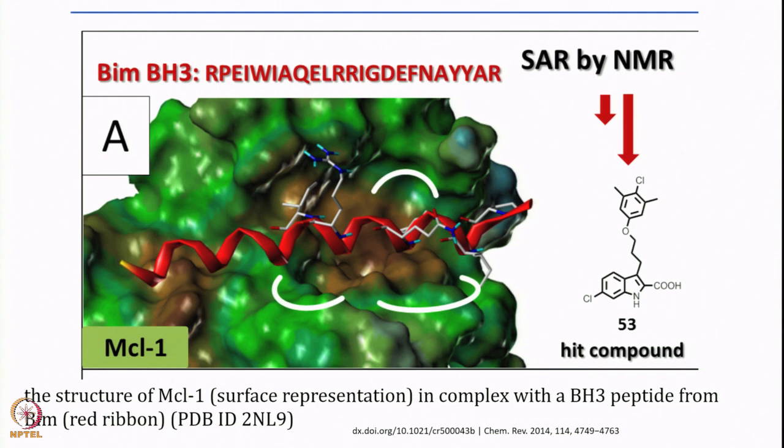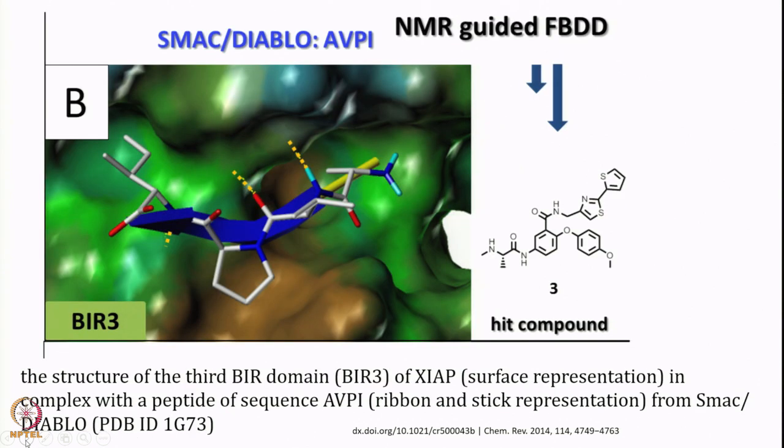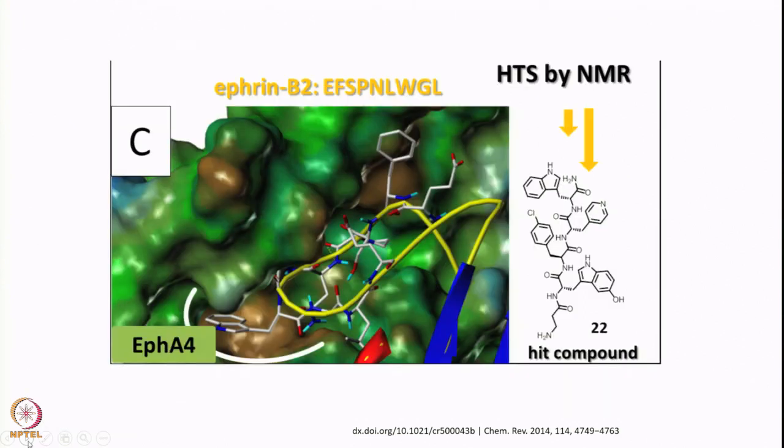Here I am showing you an example of an MCL1 protein that binds to a compound, and you can see binding happening here. So you find out the actual position of the binding by SAR in NMR. Using this information, you can do NMR guided fragment based drug design. You look at the nearby residues in the protein and can start growing the molecule, and that is called fragment based drug design. So you can grow your molecule, modify the lead compound, adding more groups, making a more complex molecule and having a more potent inhibitor.